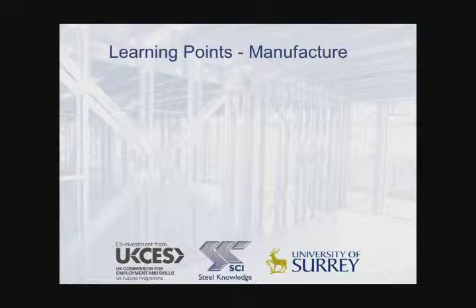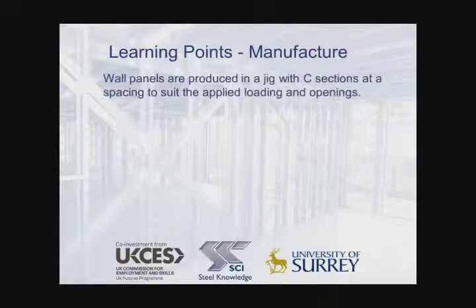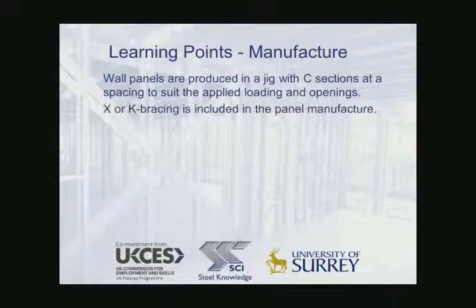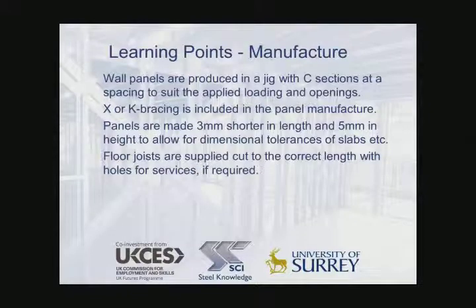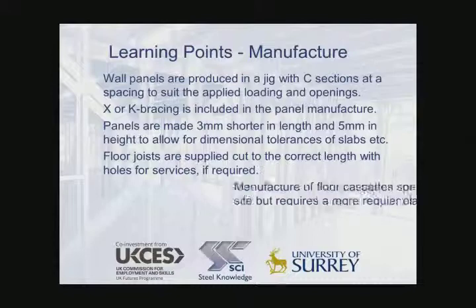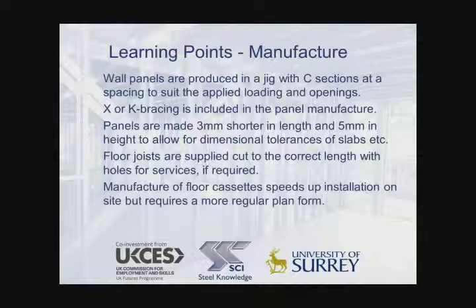So what are the learning points in the manufacture of light steel framing? Firstly, wall panels are produced in a jig, with C-sections that are spaced to suit the applied loading and openings such as windows and doors. X or K bracing is included in the panel manufacture for stability. Panels are made 3 mm shorter in length and 5 mm shorter in height to allow for dimensional tolerances, particularly of ground floor slabs. Floor joists are supplied cut to the correct length, but with holes for services if required. Manufacture of floor cassettes speeds up installation on site, but requires a more regular plan form to be economic.